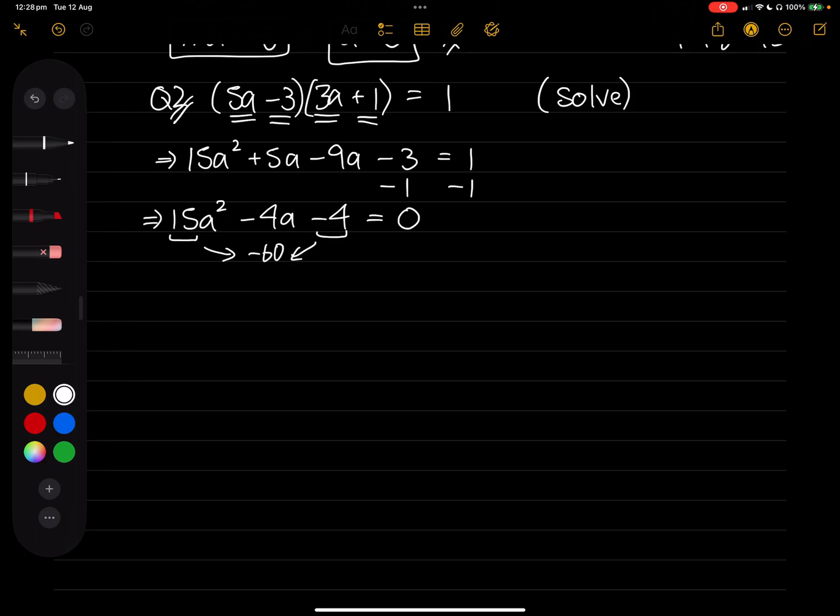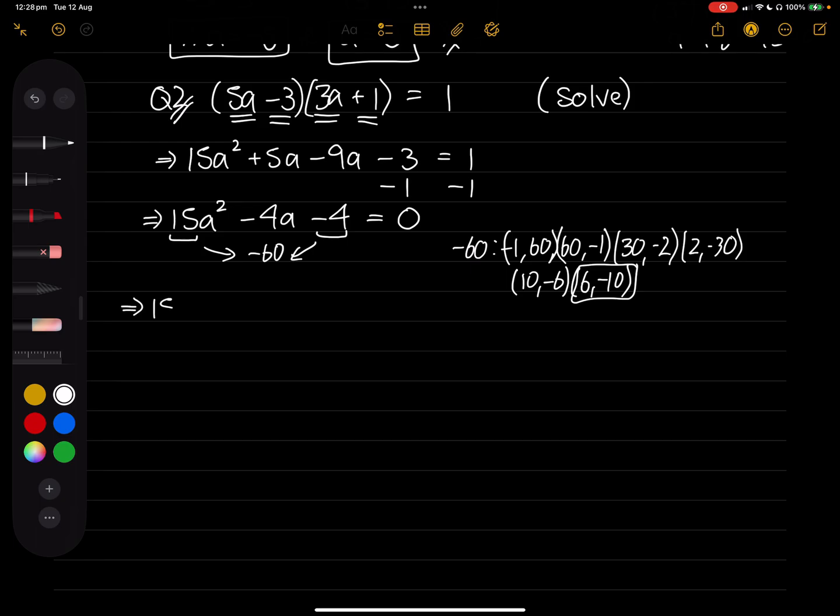So we're looking for two terms, the coefficients of which multiply to make minus 60, and add to make minus 4. So we could think of the products of minus 60. Well, minus 1 and 60, 60 and minus 1. We've got 30 and minus 2. We've got 2 and minus 30. We've got 10 and 6, or 10 and minus 6, and then 6 and minus 10. Well, 6 and minus 10 definitely work. 6 minus 10 is minus 4.